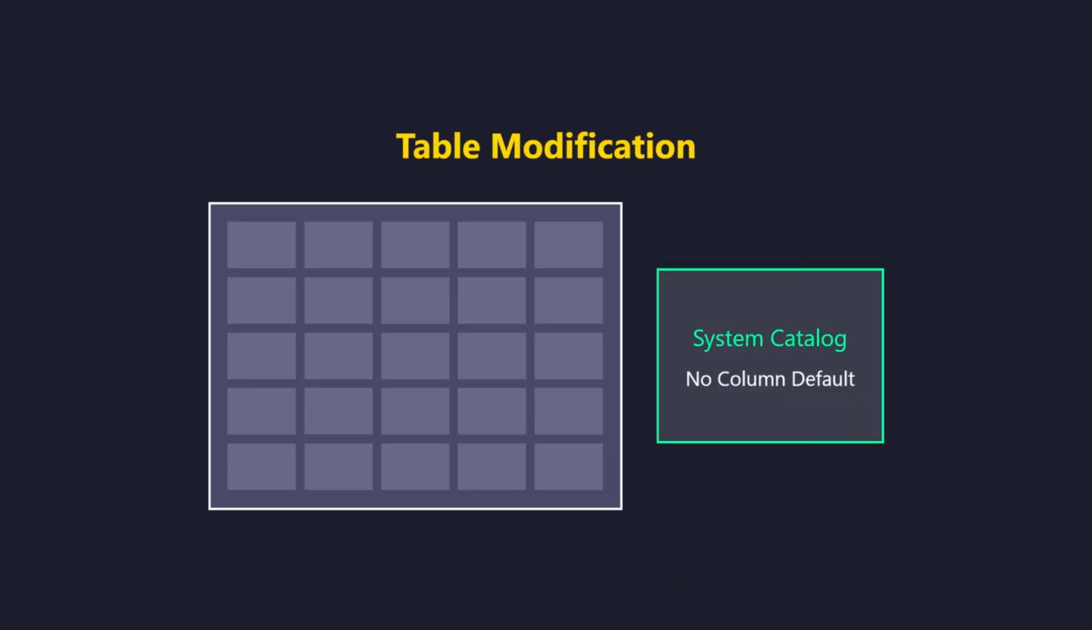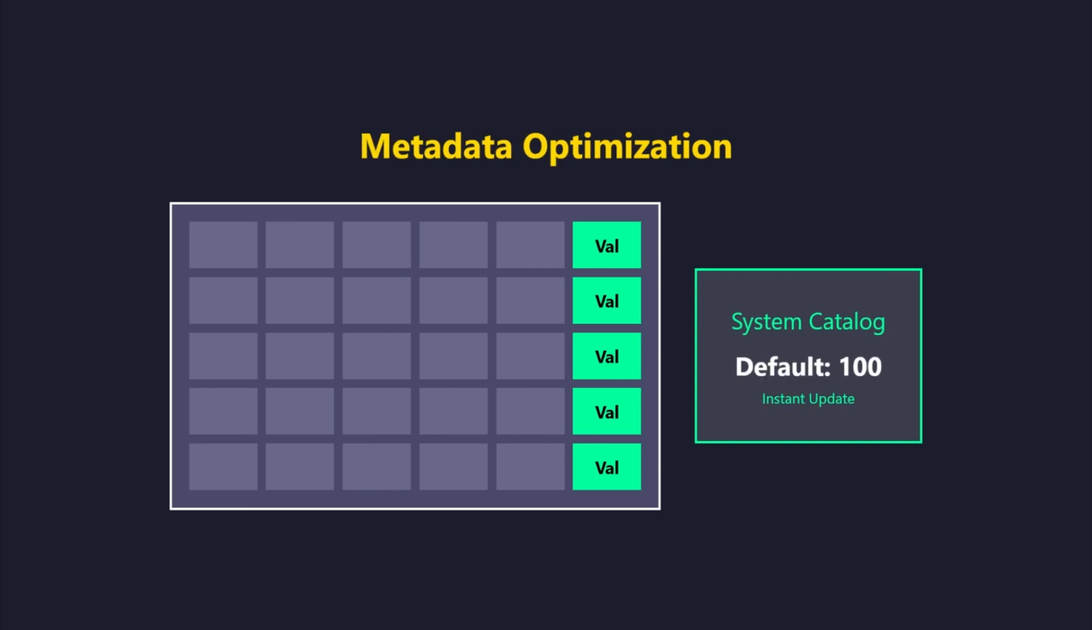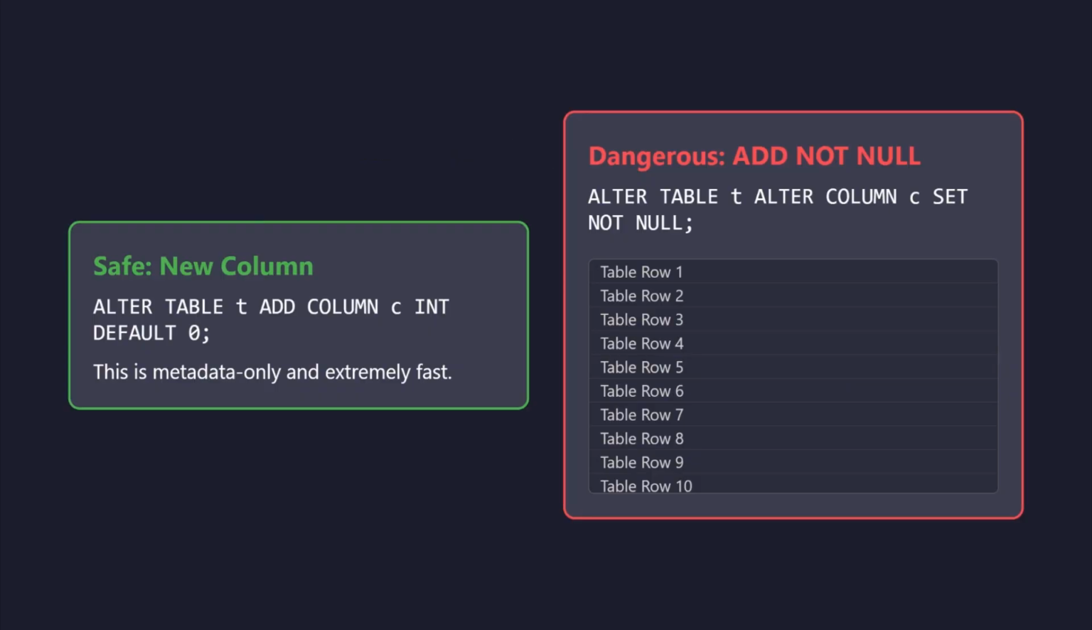window in table activity. In Postgres version 11 and later, adding a column with a constant default value no longer requires a full table rewrite. The database now stores the default value in the system catalog, making the operation nearly instantaneous regardless of table size.